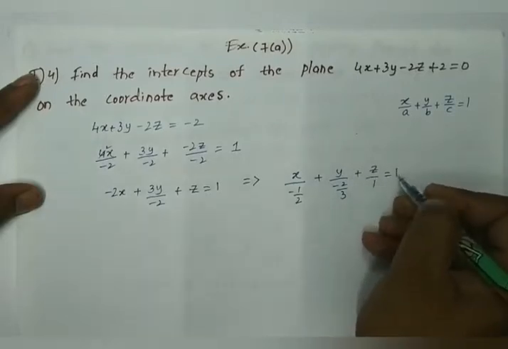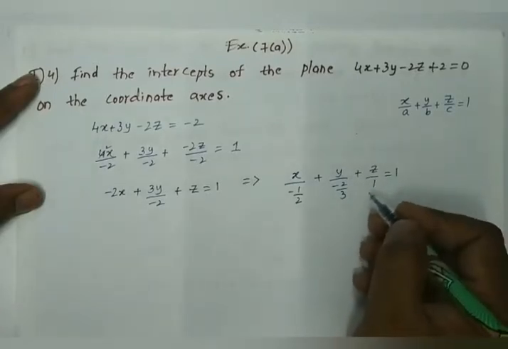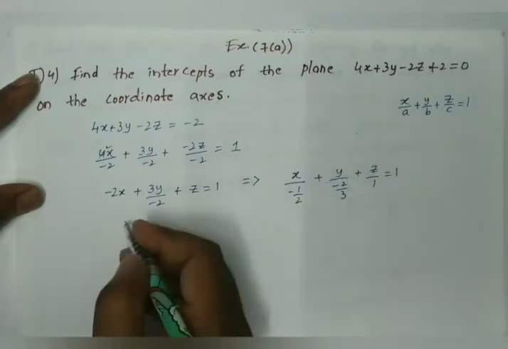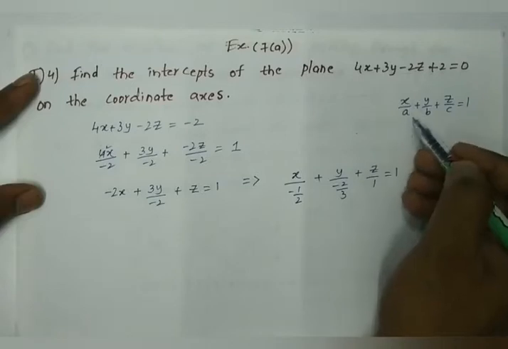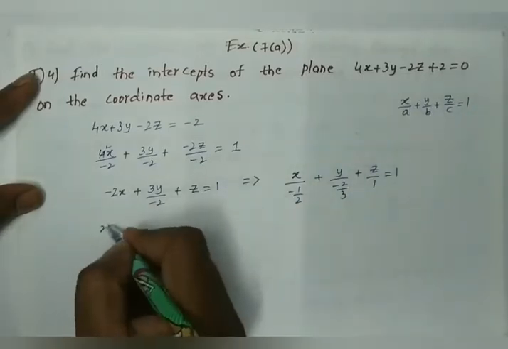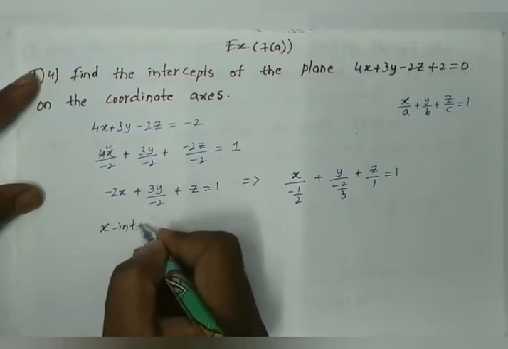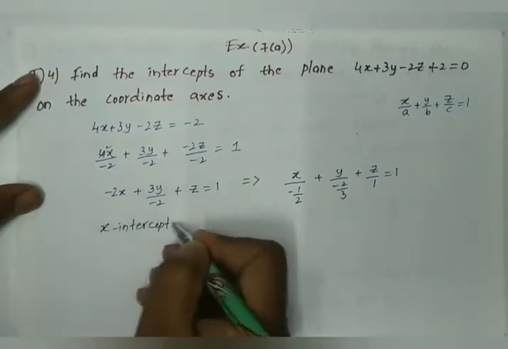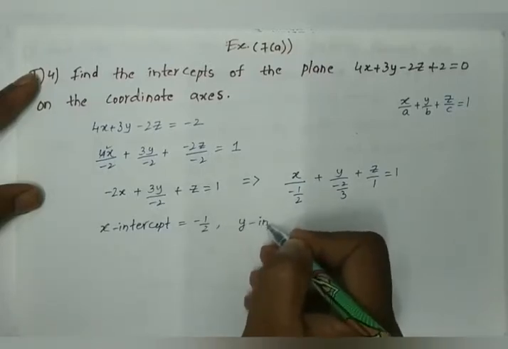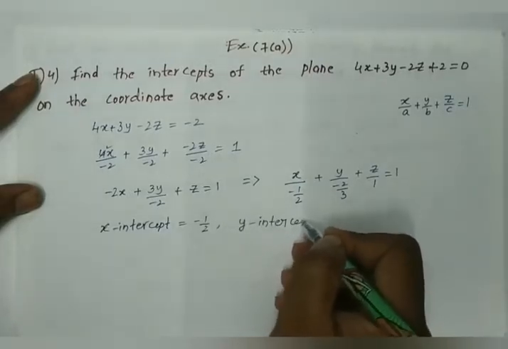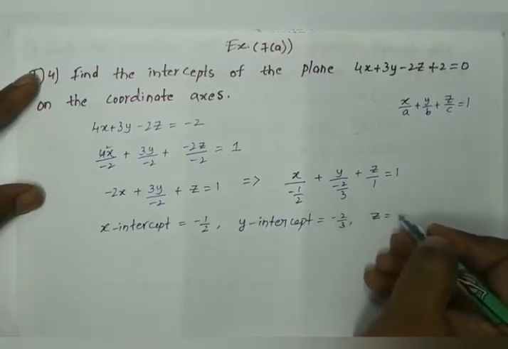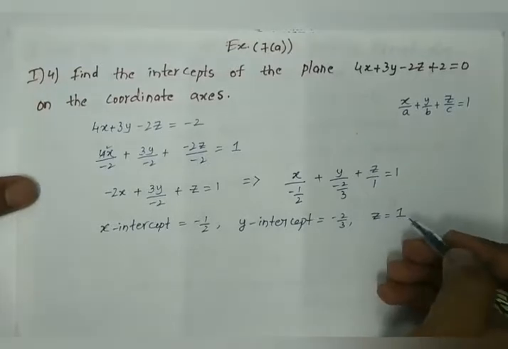is equal to 1. Now this is in the form of x by a plus y by b plus z by c is equal to 1. So we already know that the x intercept is nothing but a, the y intercept is nothing but b, and the z intercept is nothing but c. Therefore, the x intercept will be equal to minus 1 by 2, the y intercept will be equal to minus 2 by 3, and the z intercept will be equal to 1.